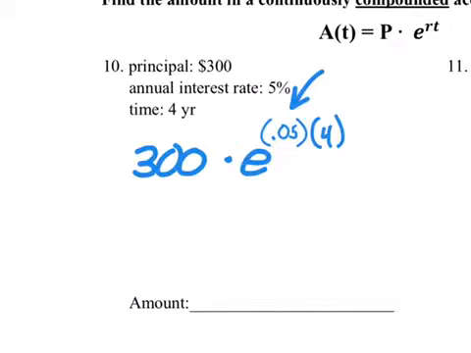So when we plug that in, using E as the button on our calculator, which is second division sign, and then up in the exponent we have 0.05 multiplying by 4. This account is now up to $366.42.